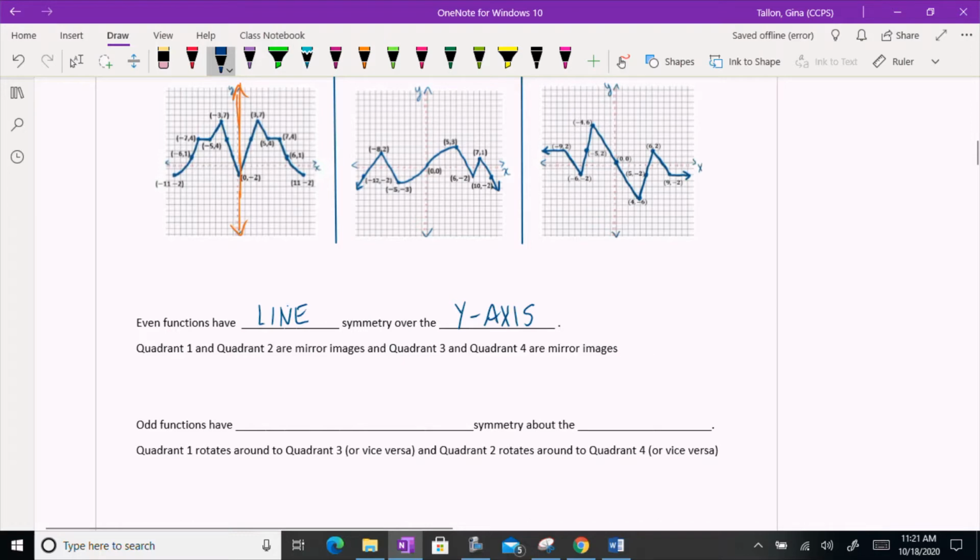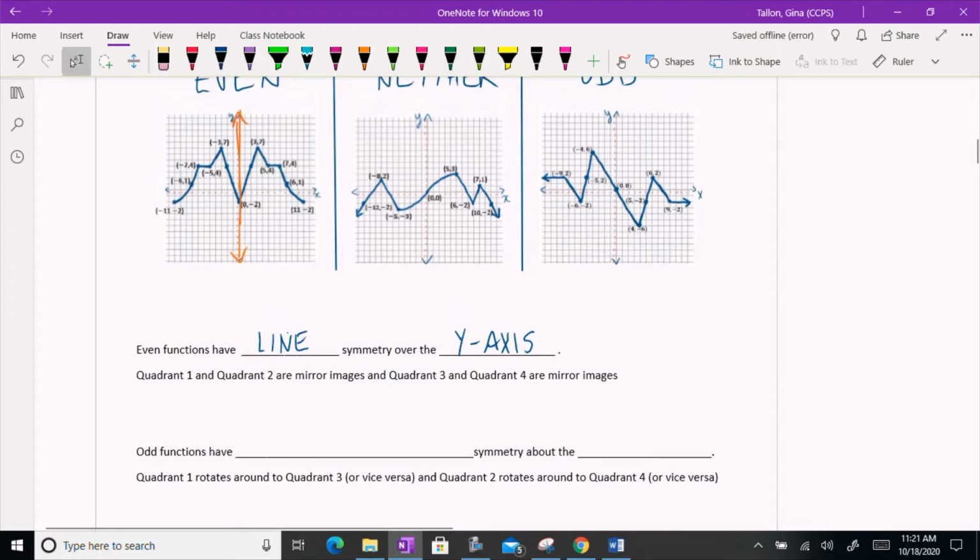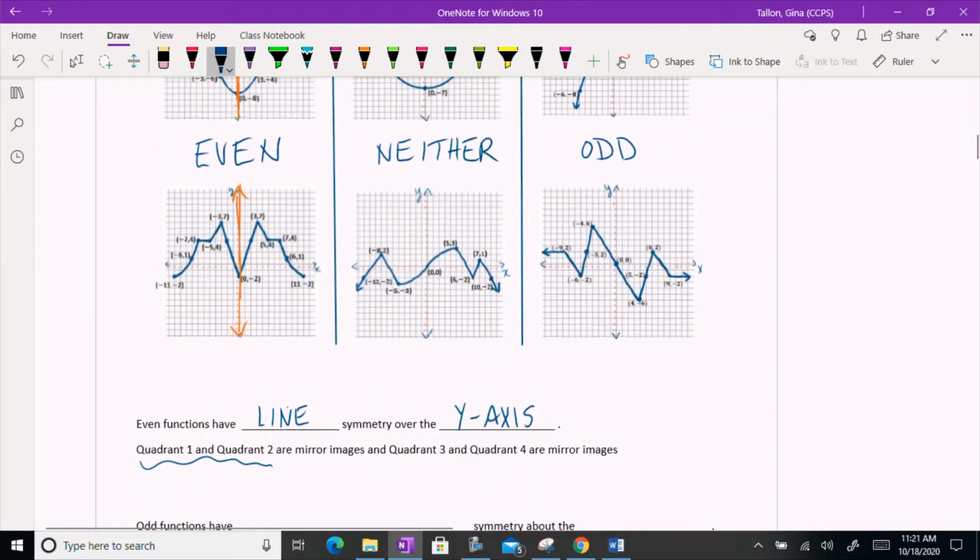Okay. Just taking a peek here at something else I made a comment on. Quadrants 1 and 2 are mirror images. So here's quadrant 1, here's quadrant 2. If I take quadrant 1 and just flip it over the y-axis, I do indeed get the points that are in quadrant 2. Likewise, quadrants 3 and 4 are mirror images. There's not much down here for quadrants 3 and 4, but here's quadrant 3, here's quadrant 4. They are mirror images of each other over the y-axis, so the graph is symmetric over the y-axis.